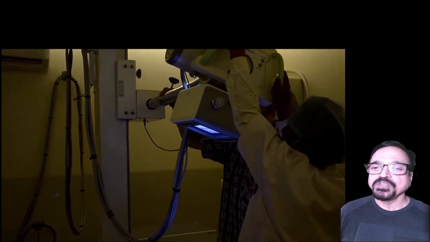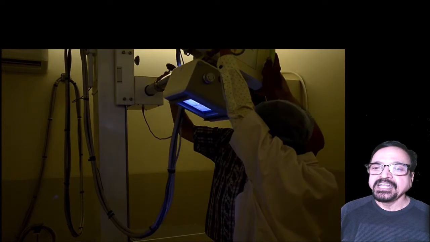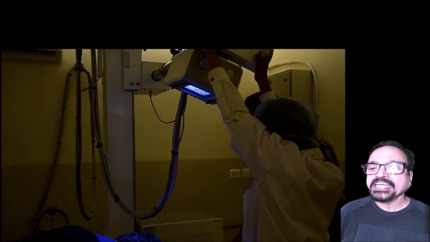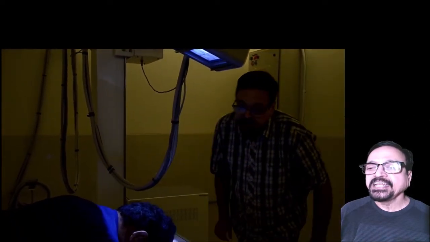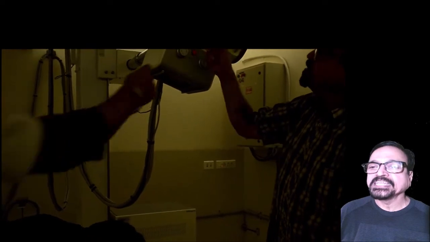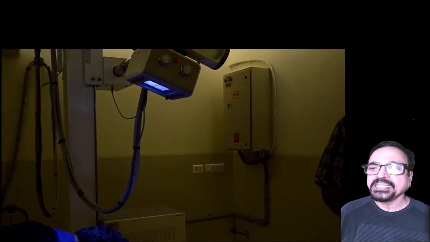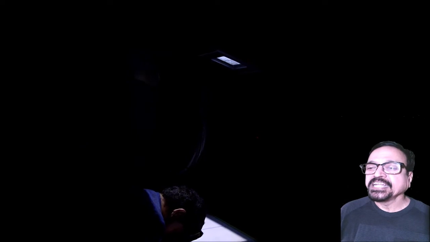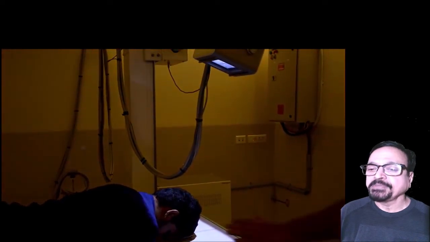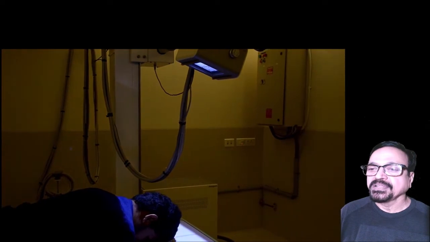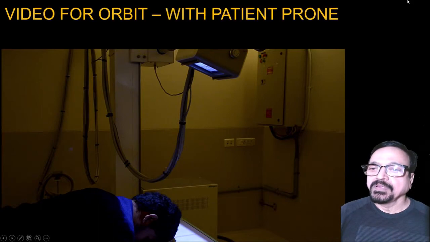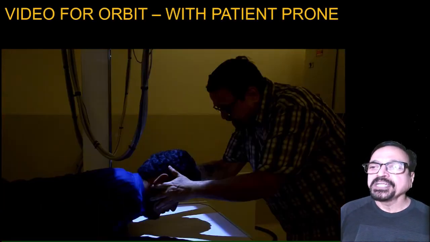Now this angulation of course differs and is set as per the position of petrous. We may have to repeat it. A standard is taken, then we develop it and see it. Now it's a DR, so immediately we'll know whether the angle is correct or not. We modify the angle as per the requirement and go for a repeat projection. Not to forget is collimation and central ray in perfect position, so that there will not be many repetitions. So this was a video of the orbit with patient in prone position.